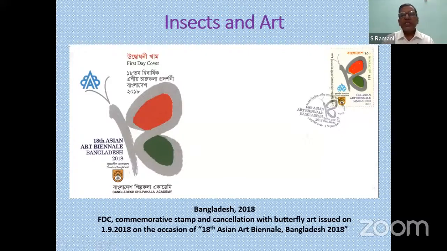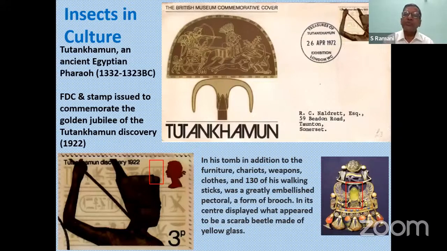Insects in culture. A lot of insects have featured in our culture. I will give you a few examples of those. One of them is the scarab beetle, which was actually prayed to and thought of as God by the Egyptians. And this particular first day cover, which was produced by the United Kingdom, was for the golden jubilee of the Tutankhamun discovery. Tutankhamun was a very famous ancient Egyptian pharaoh.